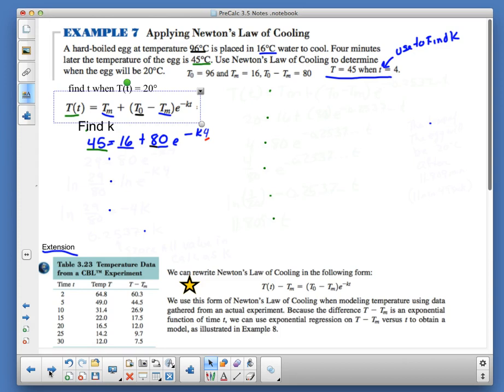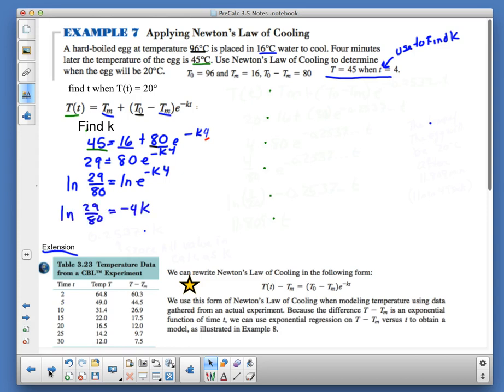So I'm going to subtract 16, which should give me 29 is equal to 80 e to the negative k times 4 power. And now I'm going to divide by 80 and take the natural log of both sides so I can get that k fourth on the main line of the equation. Remember, I'm using properties of the natural log. If I take the natural log of e, whatever e is raised to, whatever that power is, that's what my answer will be. So that drops my negative 4k.